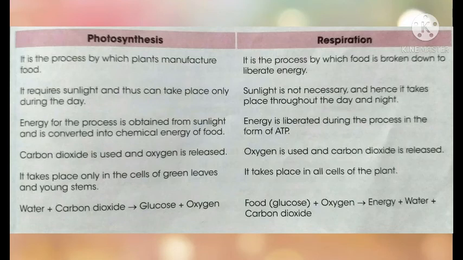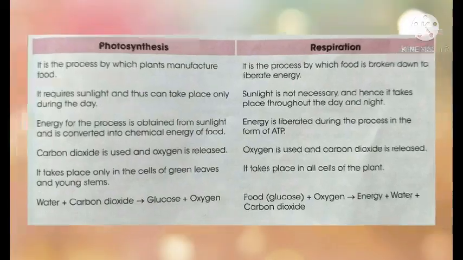The word equation of photosynthesis is water plus carbon dioxide gives glucose plus oxygen. The word equation of respiration is food or glucose plus oxygen gives energy plus water plus carbon dioxide. So these are the differences between photosynthesis and respiration. With this, we come to the end of the fourth chapter, Plant Life. Hope you have understood the chapter.